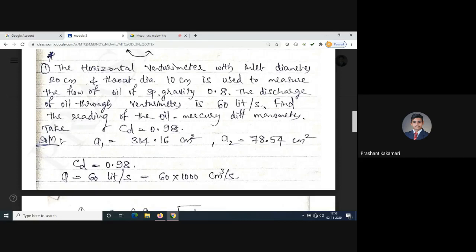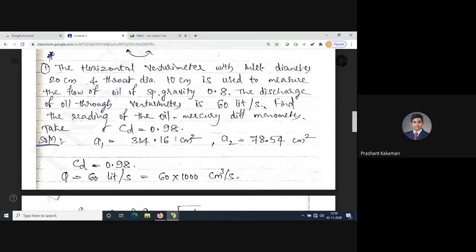As far as the specific gravity of oil is concerned, it is 0.8. The specific gravity of mercury, if you take, is 13.6. So mercury is heavier, so the deflection in the mercury manometer will be lesser. Very small deflection will be there. So recall the equation of the Venturimeter, CD into A1 A2 divided by the square root of A1 square minus A2 square, into square root of 2GH. In that, we need to find H, and using that head, we need to find the X value by applying the manometer equation.